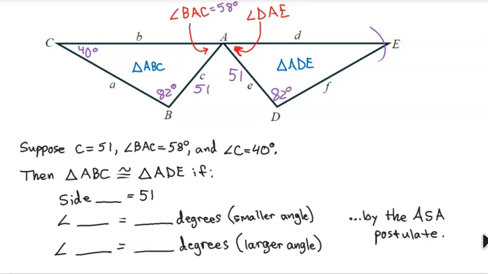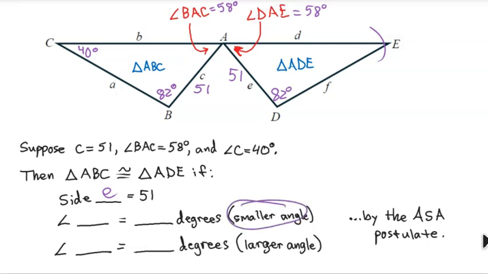And this angle right here is angle DAE. And it looks like DAE corresponds to BAC. And so DAE will have to be equal to 58 degrees, okay? And so here's what it says. Then triangle ABC is congruent to triangle ADE if some side is equal to 51. Which side? E, okay? And if some angle is equal to some degrees, okay? Well, we have two angles. We have D at 82 degrees and we have DAE at 58 degrees, okay?